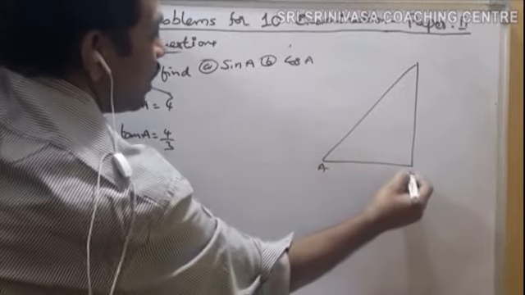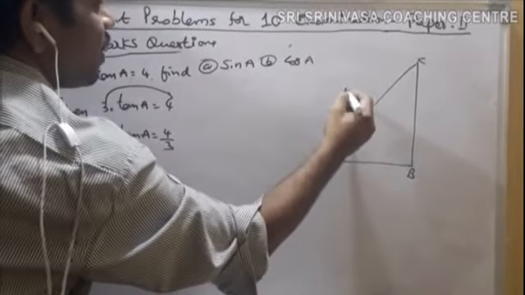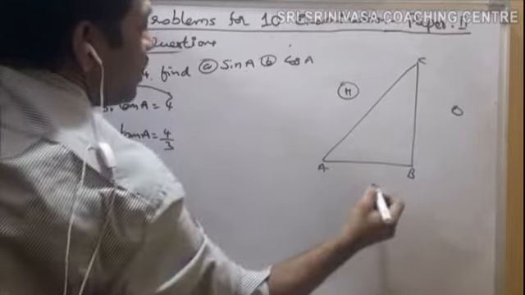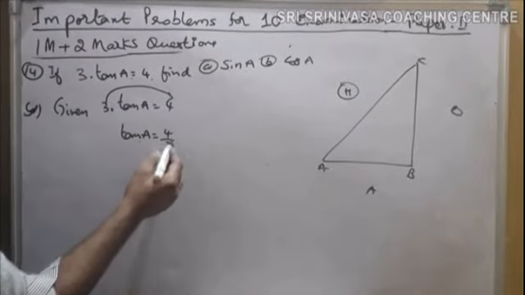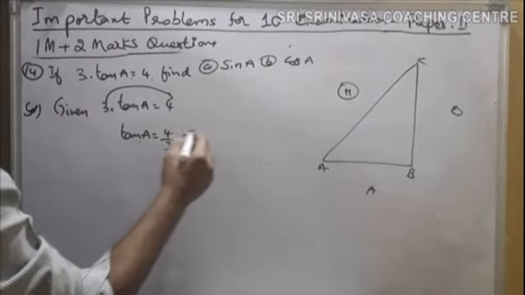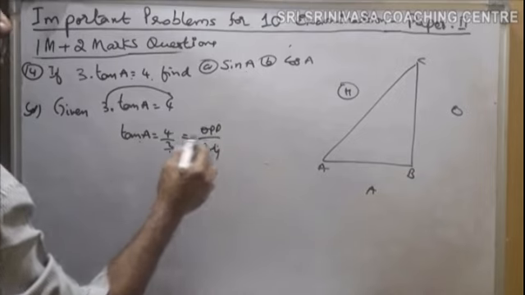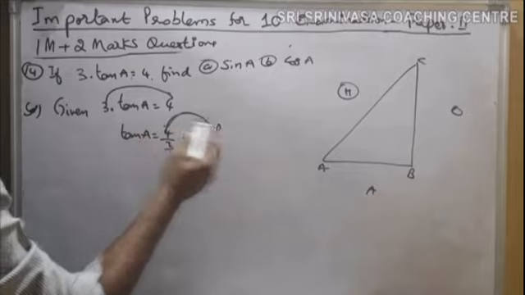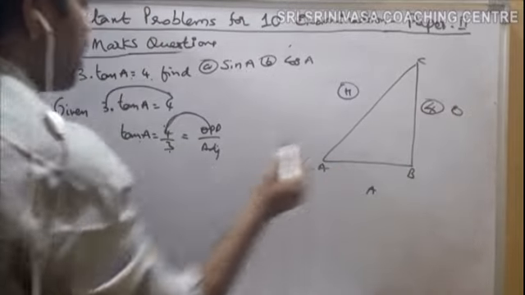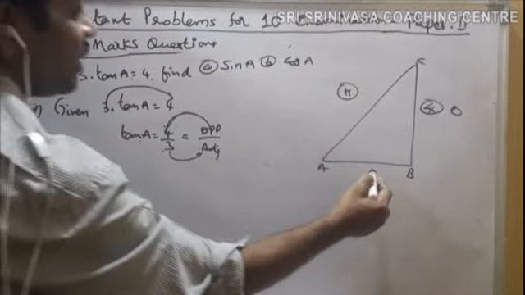So this I'll take A, B, C. Now this is hypotenuse, this is opposite, this is adjacent. So given tan A equal to 4 by 3, so already we know tan theta is nothing but opposite by adjacent. So here my opposite side is 4, so let me take 4 here. My adjacent side is 3 here, let me take 3.